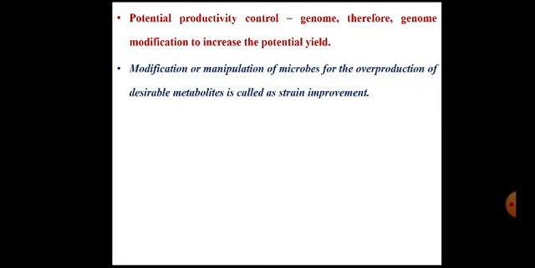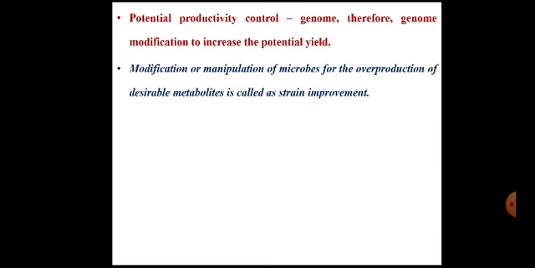So if this genome is altered or modified, then there is a possibility of production of desirable metabolites in excess. So this word is very important. We want increased productivity. That means we want the organism to produce this desirable metabolite in excess quantity beyond its capability. So this is possible by genomic modification. That is another approach, genome modification to increase the yield, the potential yield of the product.